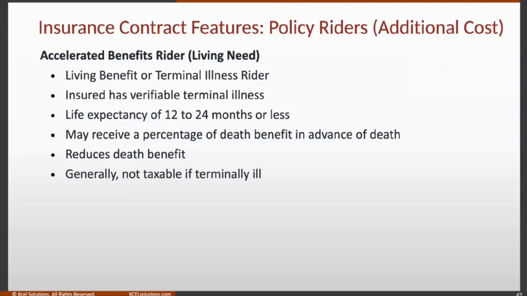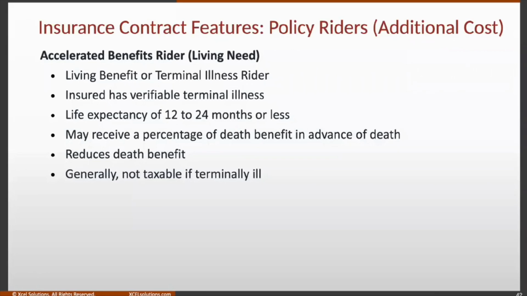So accelerating your death benefit while you're alive, up to 75%, will reduce the death benefit on the policy. You will not be able to access greater than 75% of your death benefit while you're alive. And then when you die, the remaining portion will be paid out to your named beneficiary. The remaining 25% of the death benefit would then be paid out to the named beneficiary.